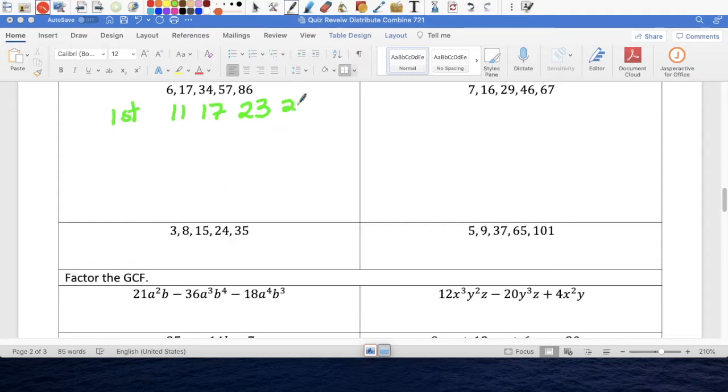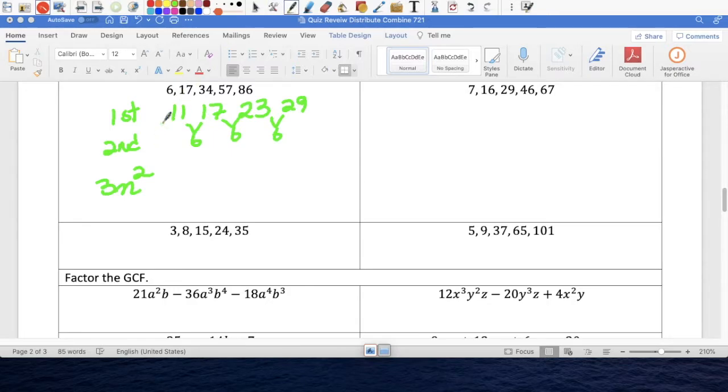So definitely not linear, because it's not the same change here, right? So take the second difference, see if that works. 6, 6, 6, definitely quadratic. So take that 6, halve it, we get 3. So it's 3n squared. So what does the 3n squared sequence look like?